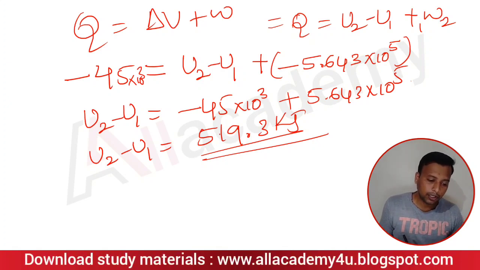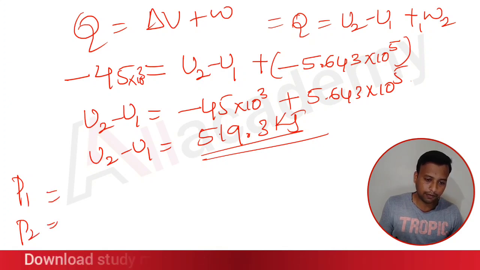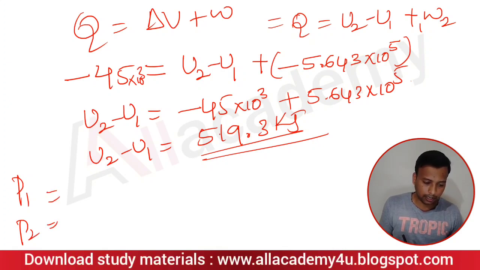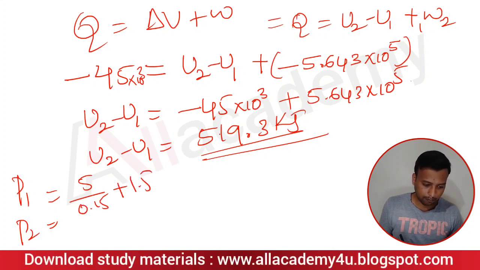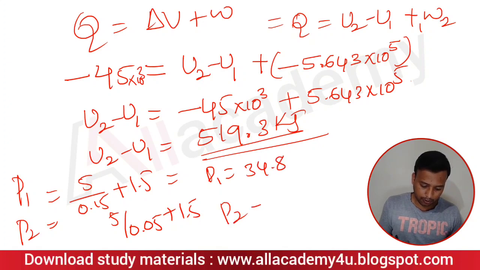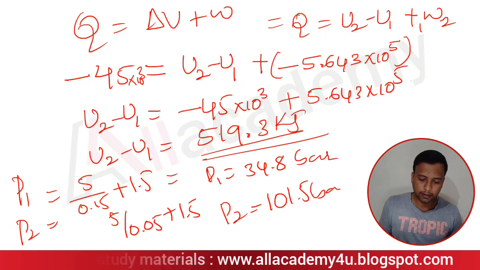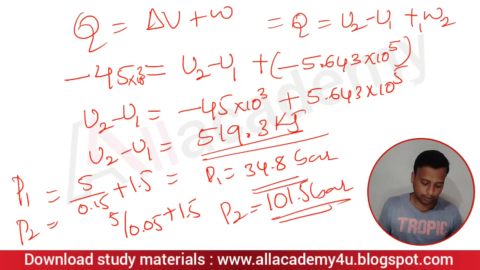Now what are the pressures? P1 and P2 we can easily identify from the given equation. The relation is given: P1 is 5 by V1, that is 0.15, plus 1.5. Another one is P2, which is 5 divided by 0.05 plus 1.5. So P1 will be equal to 34.8 and P2 will be equal to 101.5 bar. Okay. Now these are the pressures.